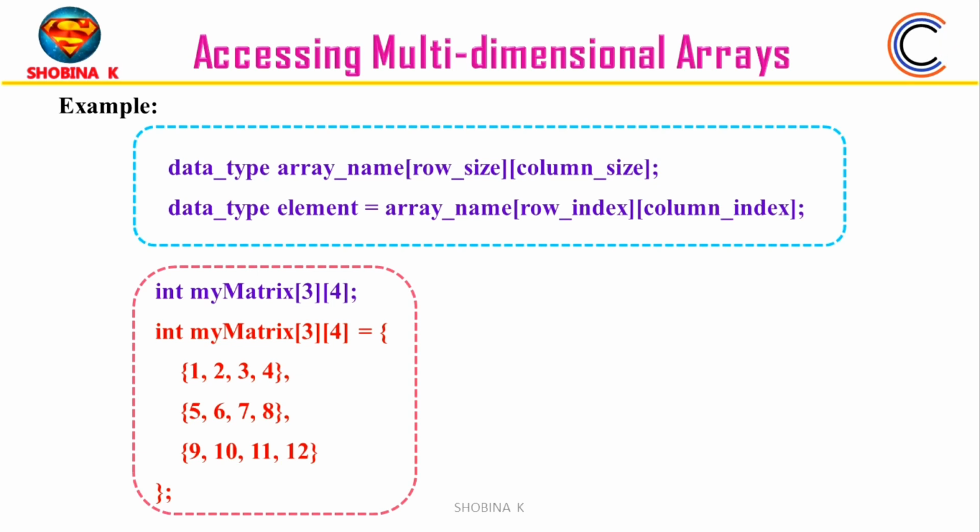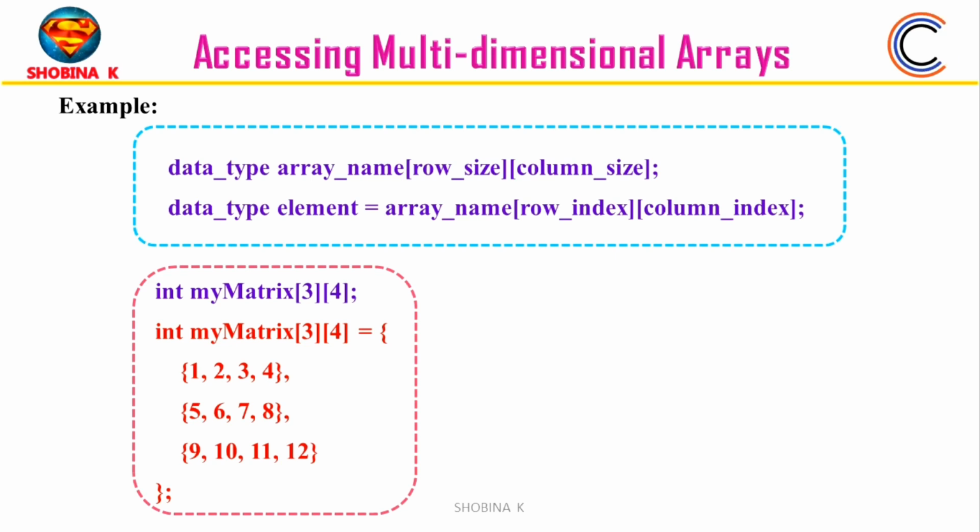Next, we're going to access a specific element. Line 2 is the syntax. Data type element = array name[row index][column index]. Row index specifies the index or position of the desired row in the array. Similarly, column index specifies the index or position of the desired column in the array. Element is a variable which stores the value of the array element at the specified row and column indices.